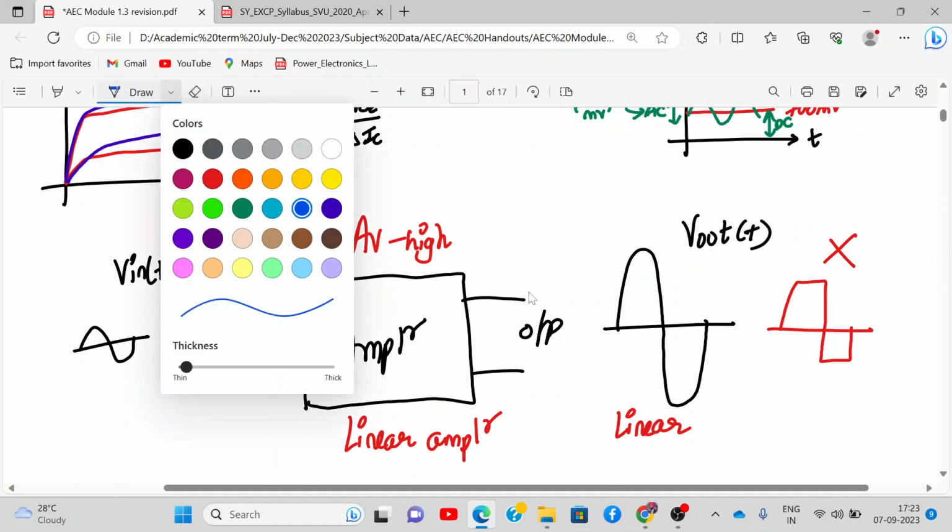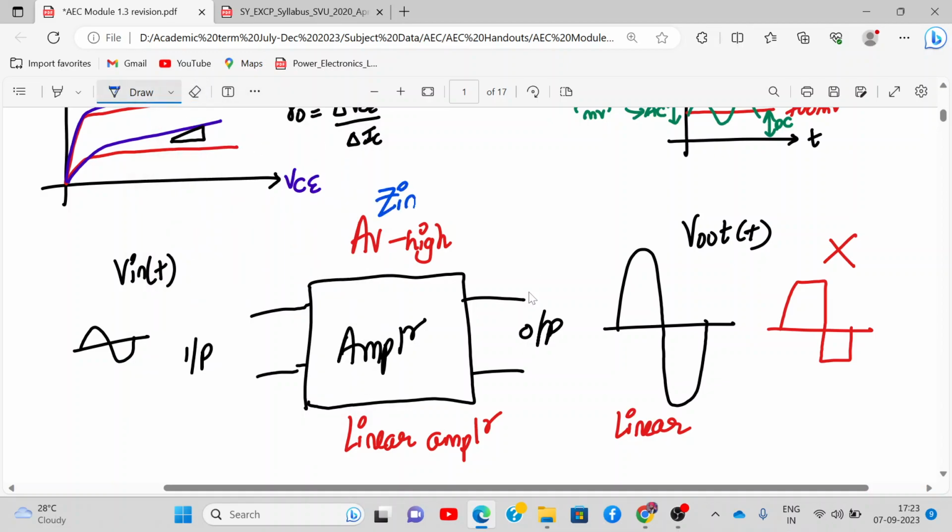Also, its input impedance and output impedance should be taken care of. Input impedance will decide what you connect at the input. So input impedance has to be very high for a voltage amplifier. Now we are talking about a voltage amplifier, and output impedance should be low. Generally speaking, that is good for a voltage amplifier. So input impedance should be high, output impedance should be low, gain should be high, and it should also be a linear amplifier. So these are the conditions for the amplifier part.